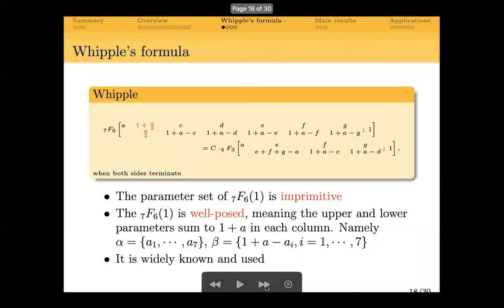Okay, all right, finally I got to Whipple's formula. Now let's look at Whipple's formula one more time.